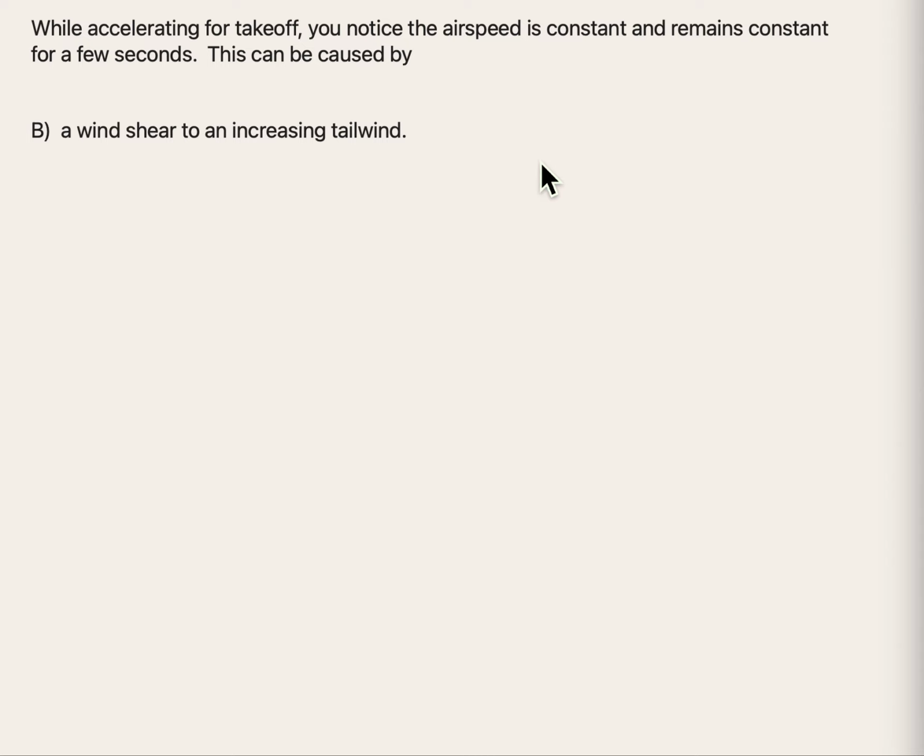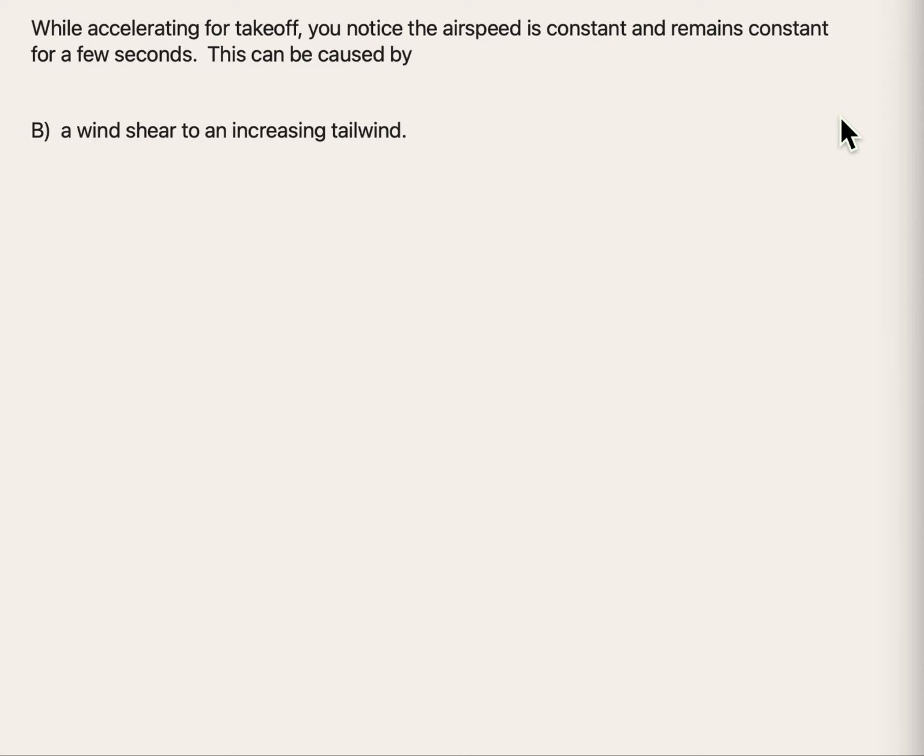So the airplane is moving through this air, but basically it has wind coming from behind it, so the speed through that air mass is actually staying the same. The answer here is wind shear is dangerous to an aircraft. It can rapidly change the performance of the aircraft and disrupt the normal flight attitude.